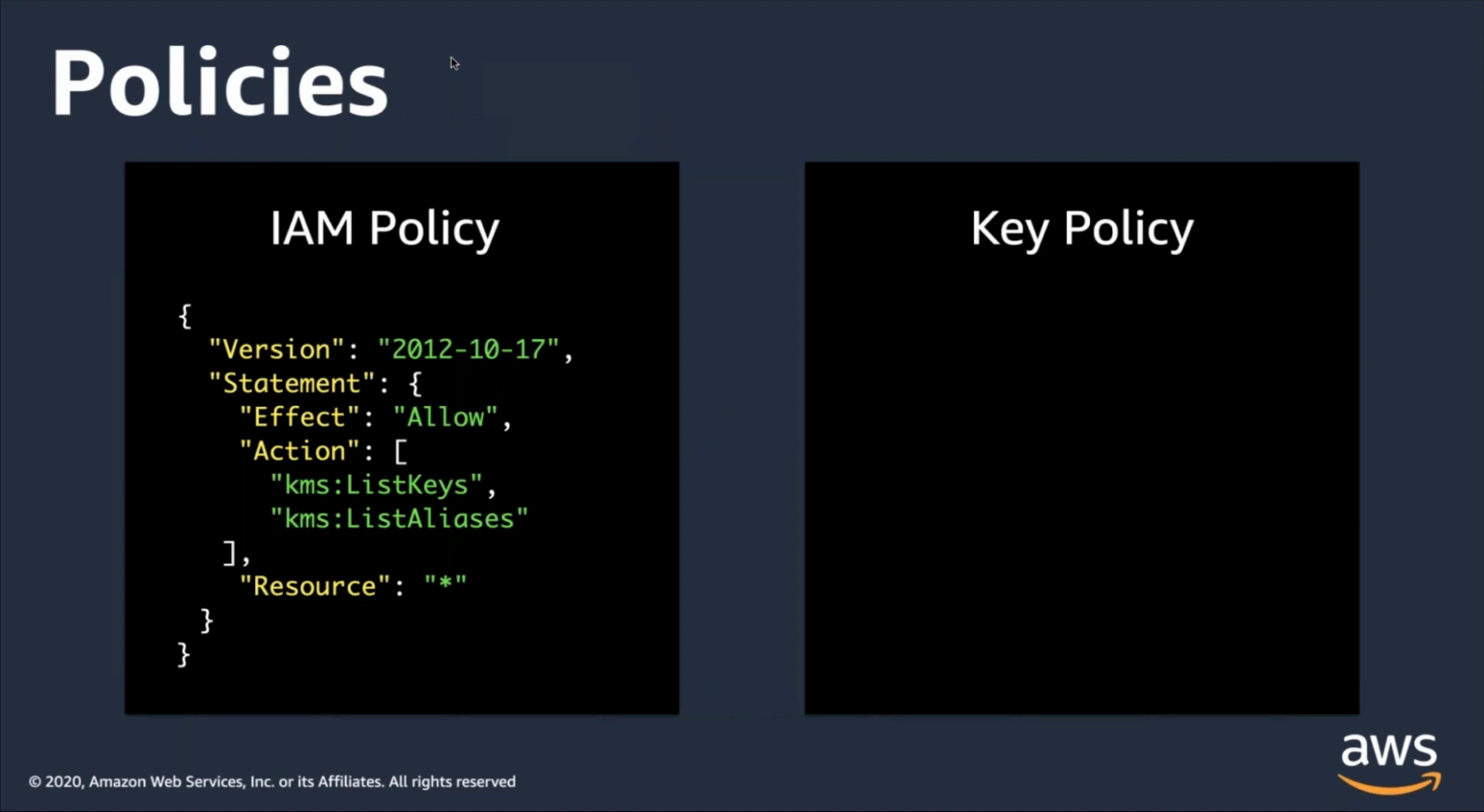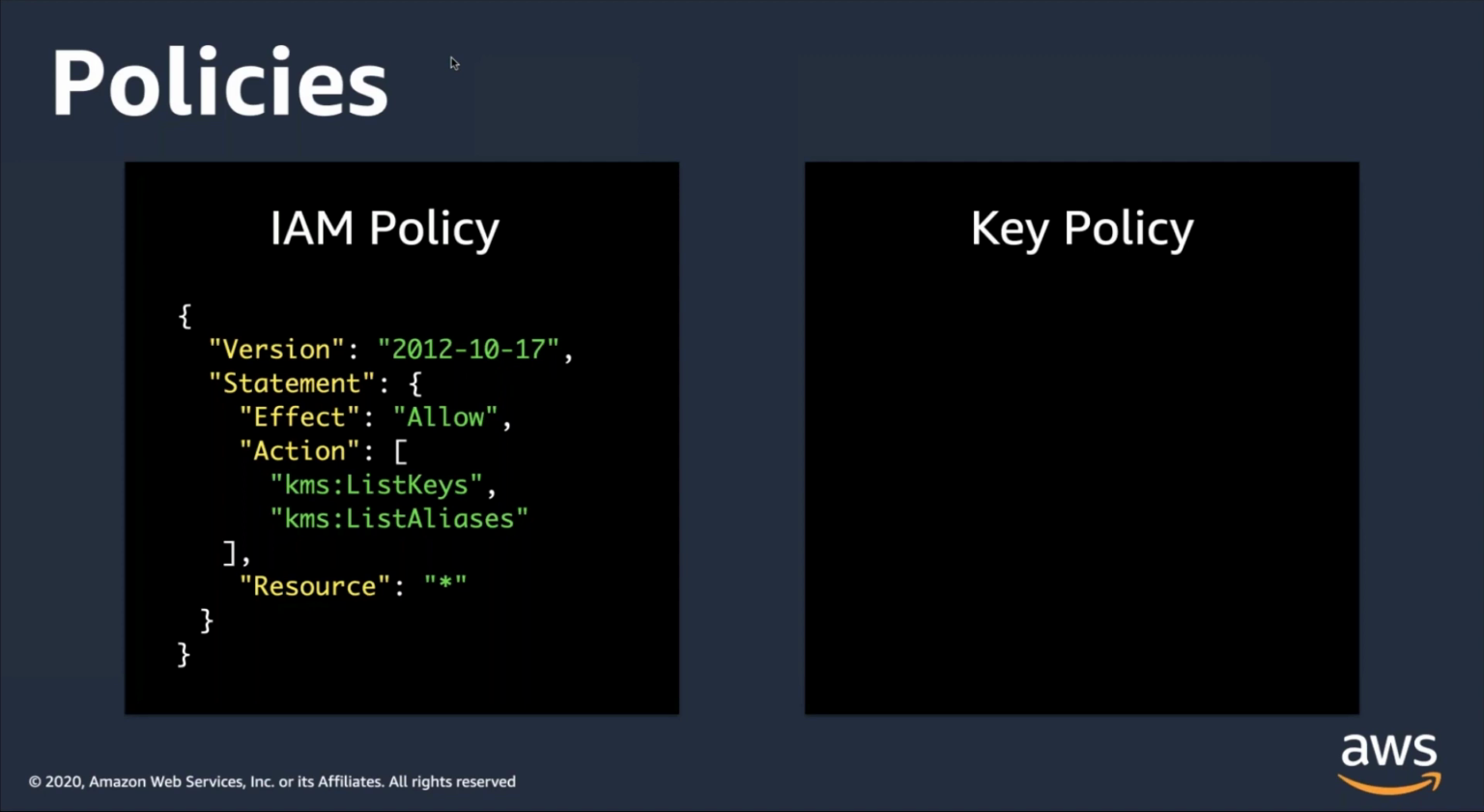So we talked a little bit about policies earlier, and so you're probably familiar with IAM policies on the left, where you have a version statement, and then you would say for a particular user, although we don't have a principal in this particular snippet, we would allow the actions of listing the keys that are available in KMS and listing their aliases that can be used to call those keys.